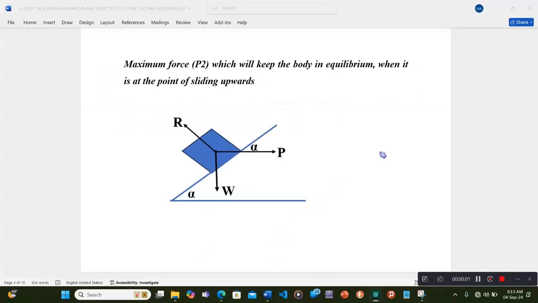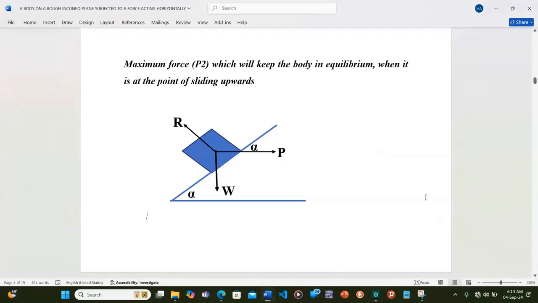In our past lecture, we looked at the minimum force P1 that will keep the body in equilibrium when it is at the point of sliding downwards. In this lecture, we look at the maximum force P2 that will keep the body in equilibrium when it is at a point of sliding upwards.